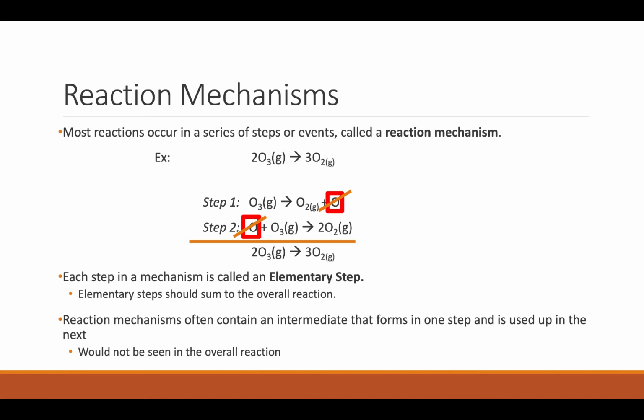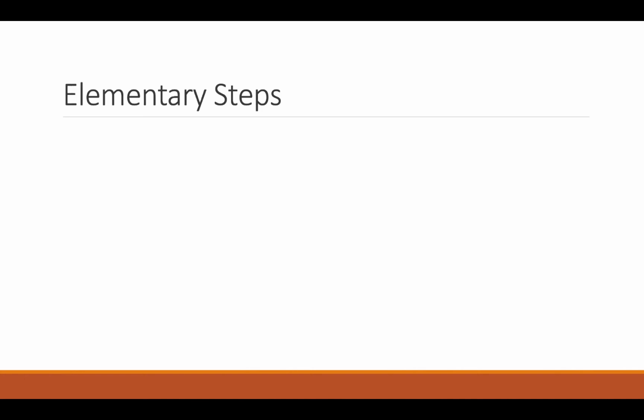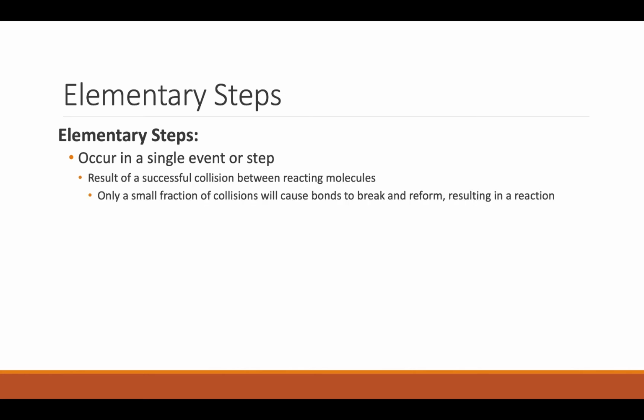A few more things about elementary steps before we proceed. First, as implied by the name, and as we've said, they occur in a single event or step, meaning they are the result of a single successful collision between reacting molecules. Recall that only a small fraction of collisions actually are successful in that they cause bonds to break and reform, resulting in a reaction. So let's remind ourselves what the factors are that will cause a collision to be successful.